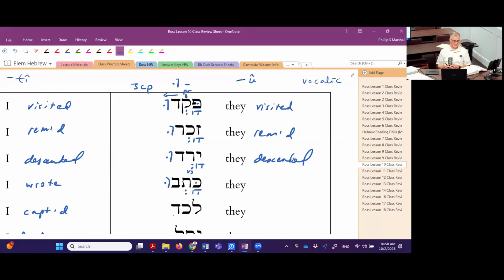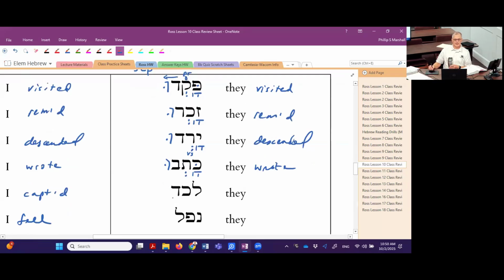Root 3 is being stressed because the vocalic ending has stolen the stress. Oh, the root is the letter, not the syllable. Root 3 means the consonant, the root letter. Okay, so Kathavu is they wrote.